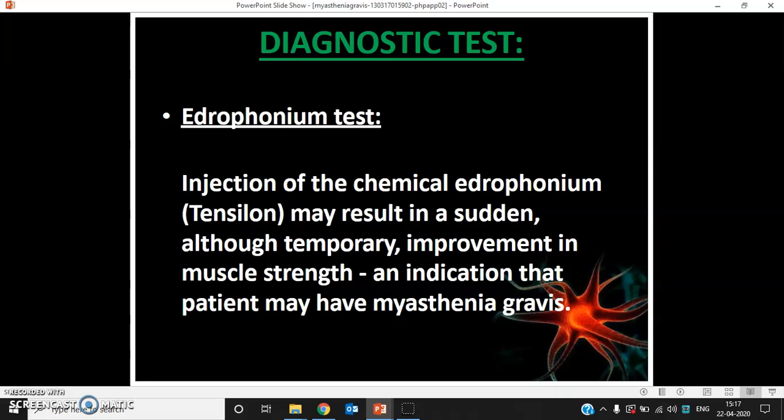Actually, what we are going to do, this Tensilon injection may result in temporary movement. If the patient is having a blunt expression, because in Parkinson's as well the patient has a blunt expression or small footsteps, so if we want to check, we have to do the edrophonium test.